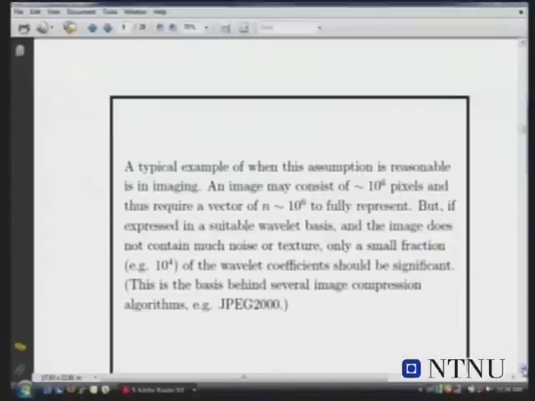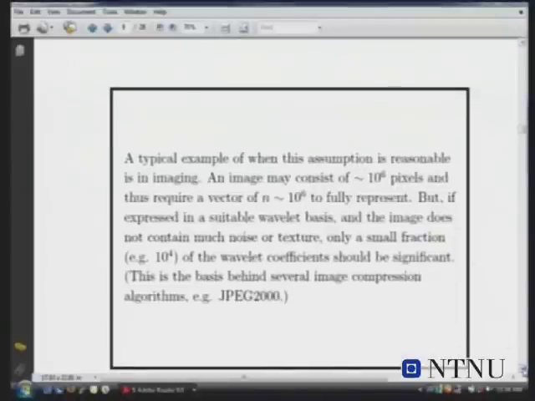Right. So a typical thing to keep in mind is that you have maybe an image, like from a camera, which often has a megapixel of resolution. A megapixel is 1 million pixels. So your image is like a vector of 1 million numbers. But if you represent it in the right basis, what's called a wavelet basis, and you have a reasonable image, like this phantom here, then the image should be quite sparse.